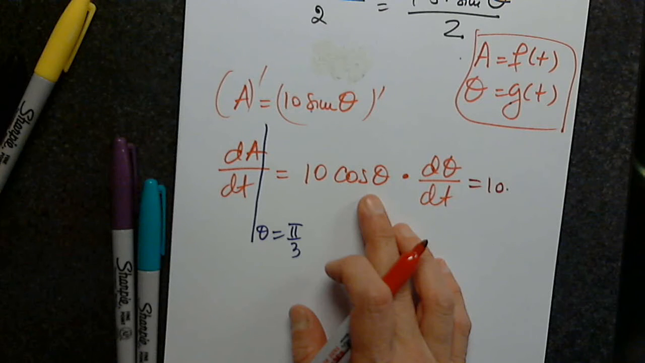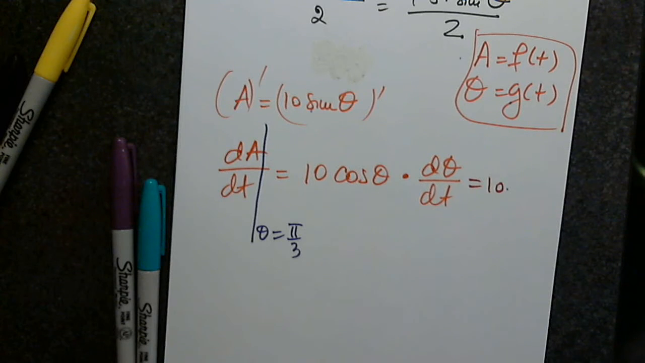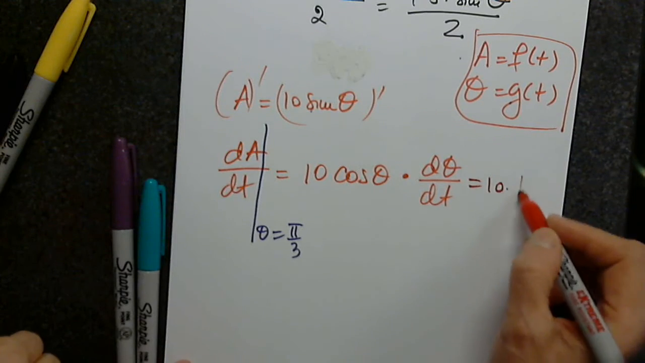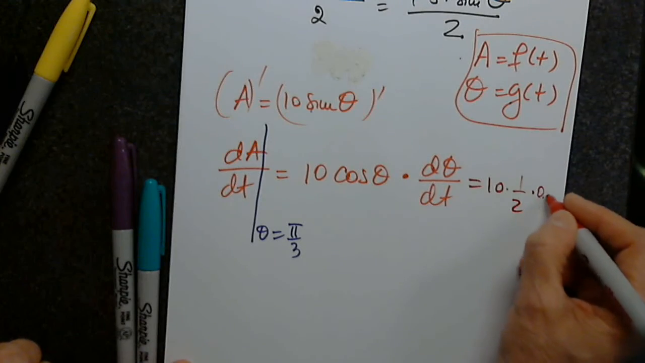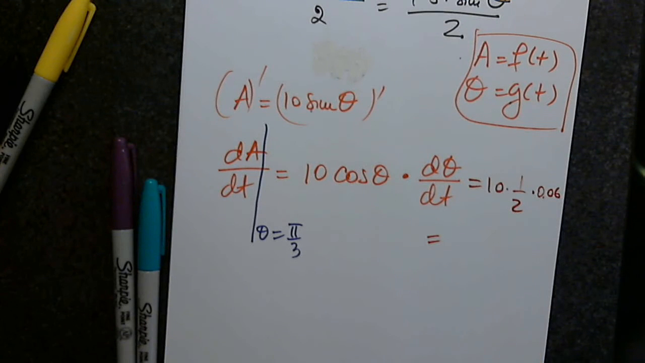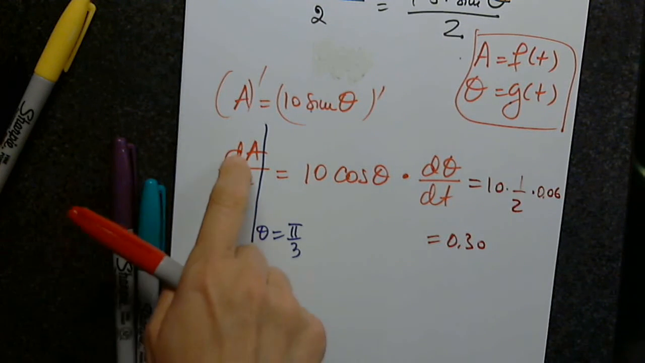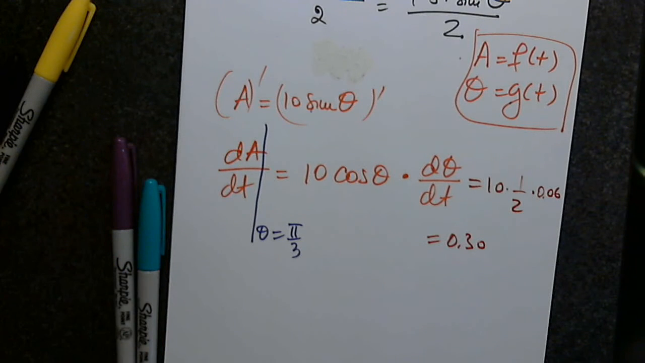Cosine of the biggest angle of the 3 from that little table I created: it's 1/2, 1/2, square root of 3 over 2, the square root of 3 over 2. So this is the last angle. So cosine pi over 3 is 1 over 2, times 0.06. So this is 5 times 0.06, which is 0.30. The measurement unit comes from here. Careful.